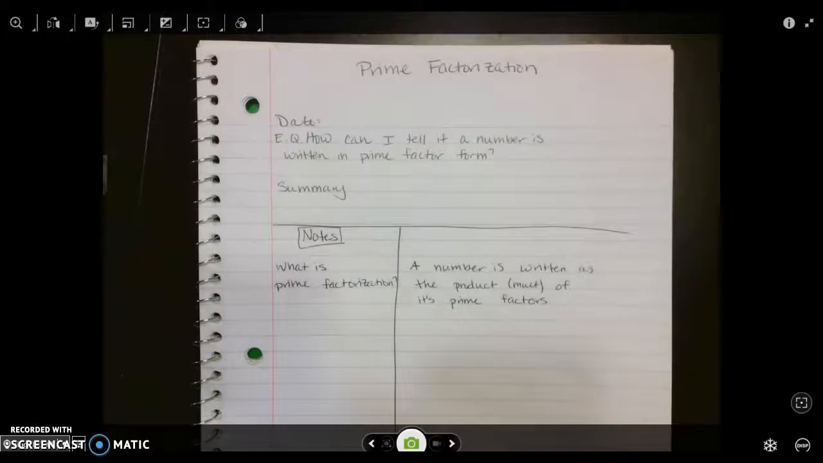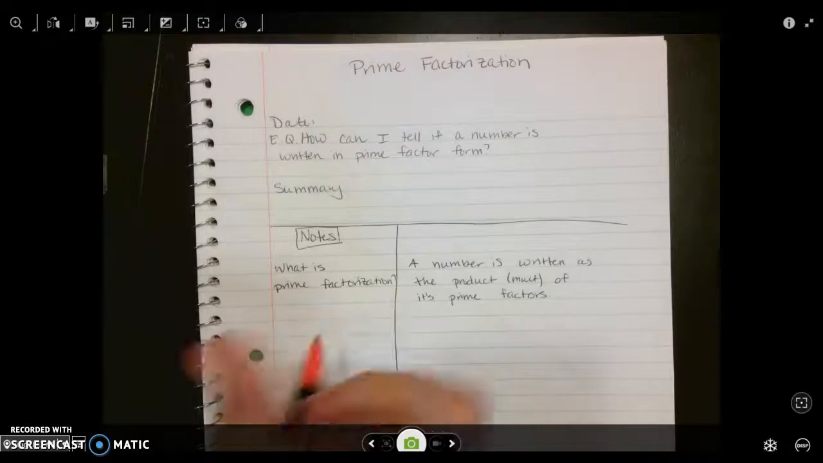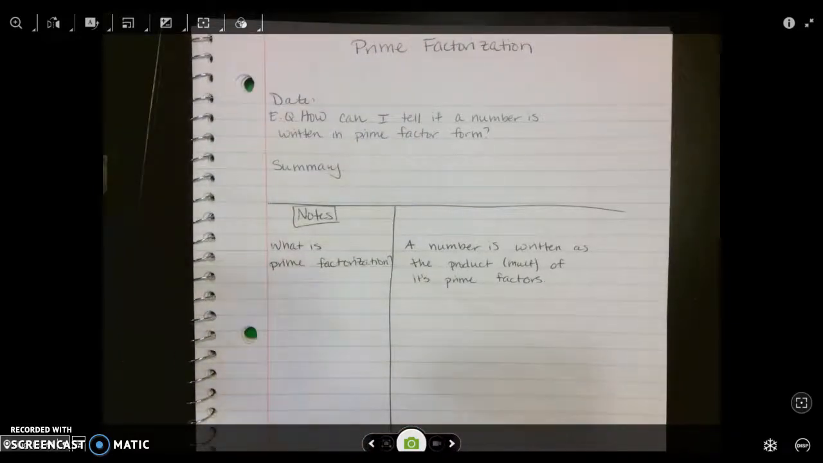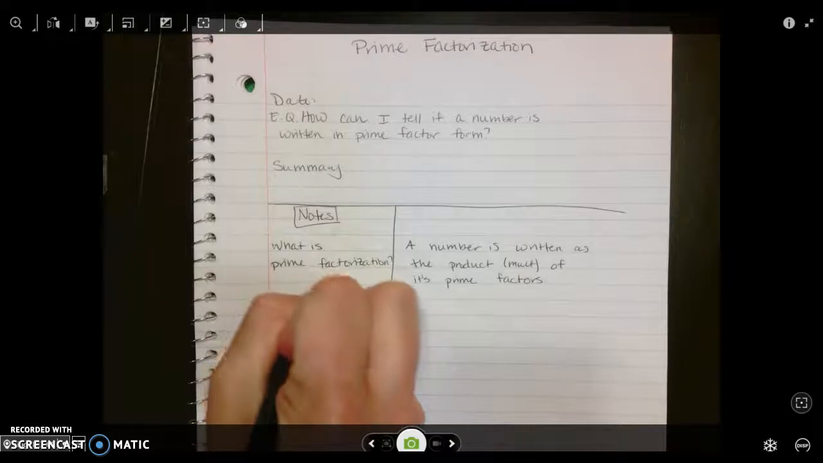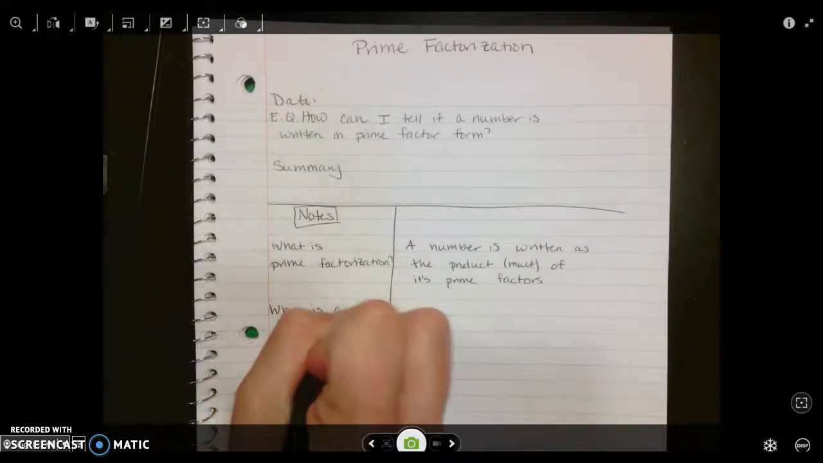Now I'm realizing as I'm writing this that there's one word that we need to make sure that we define, and that's the idea of prime. So I'm going to actually give you two words. I'm going to give you the definition for prime, and then I'm going to give you the definition for its opposite, which is called composite. So what is a prime number?